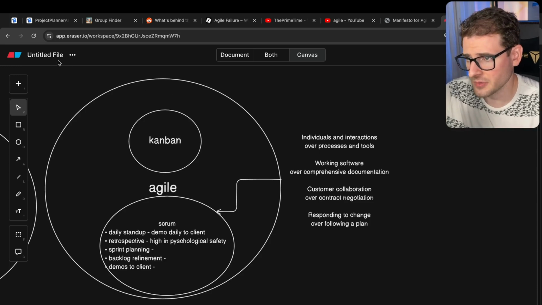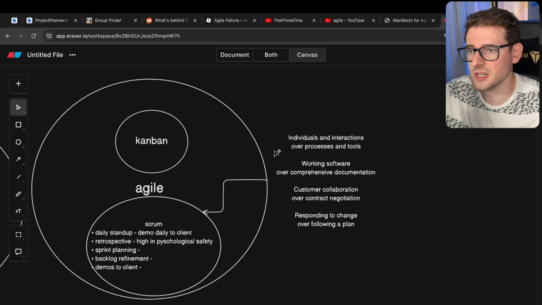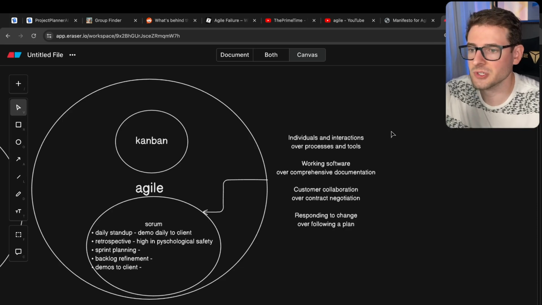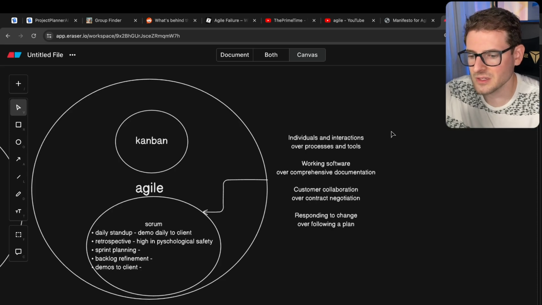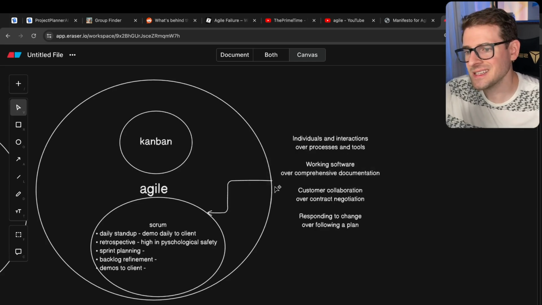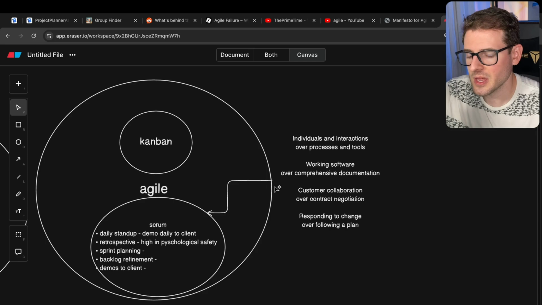For example, I'm using Eraser for this diagram. I remember messaging the CEO. I'm like, hey, it'd be really cool if we had dark mode, or it'd be really cool if Eraser did this. And within about a week or a couple of days, they fixed my bugs that I mentioned, and they also added dark mode.